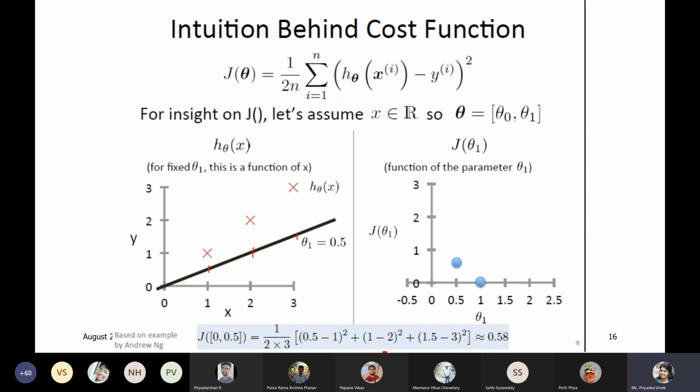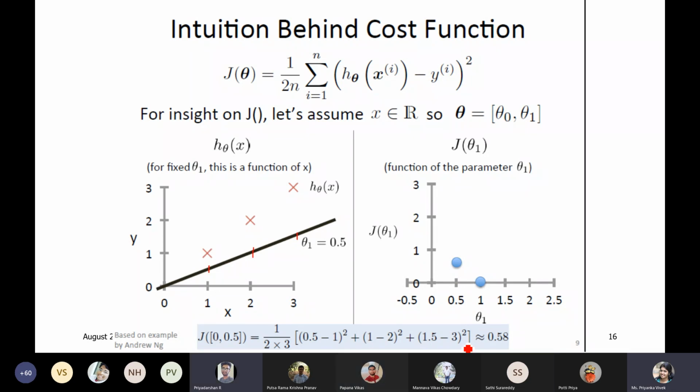Did you understand how we are calculating this error, J theta? If there is any confusion, you have to ask me now. Is it clear? Yes, ma'am.